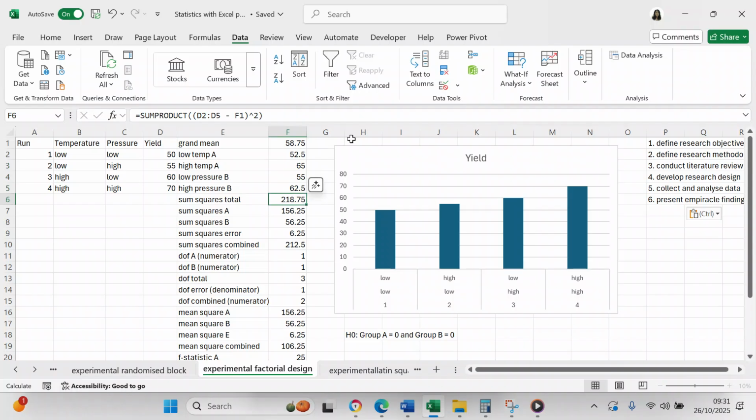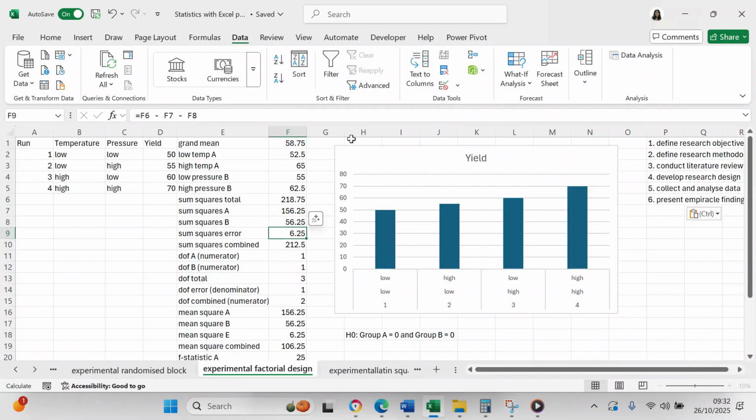You've got your sum of squares total, which is sumproduct brackets D2 to D5 minus F1, that's minus the grand mean, squared. So that's 218.75. You've got your sum of squares A, so you've got a formula: 2 times brackets F2 minus F1 squared plus F3 minus F1 squared. You've got your sum of squares B, which is 2 times brackets F4 minus F1 squared plus F5 minus F1 squared.